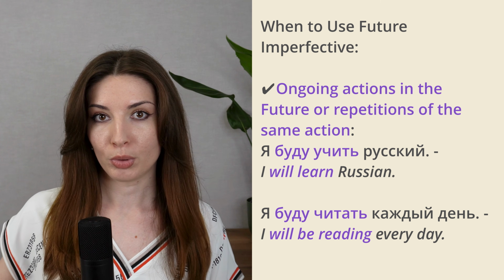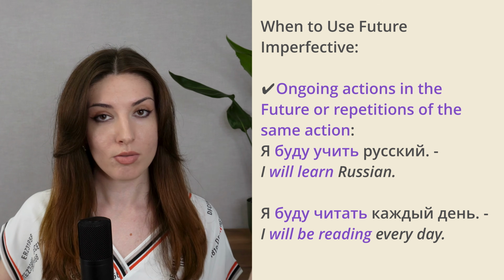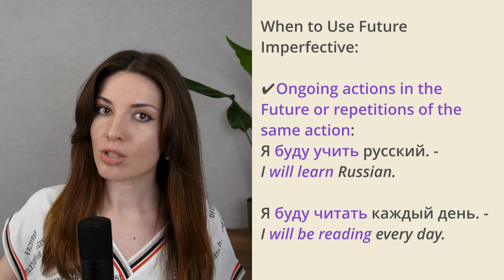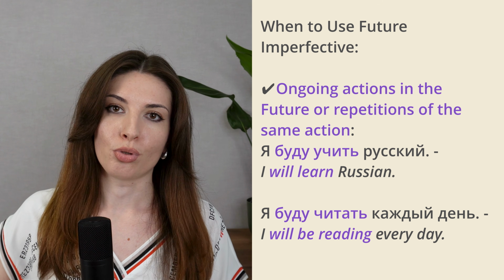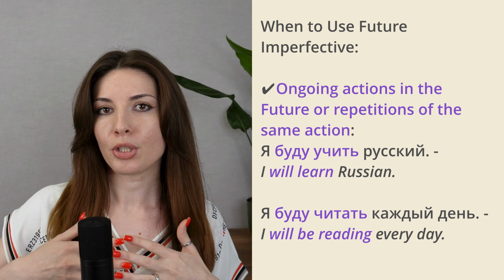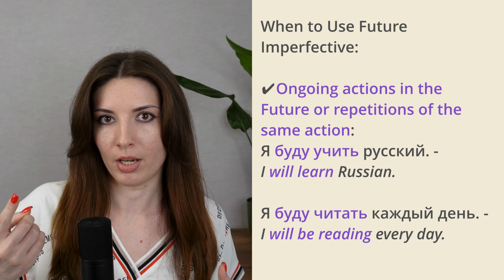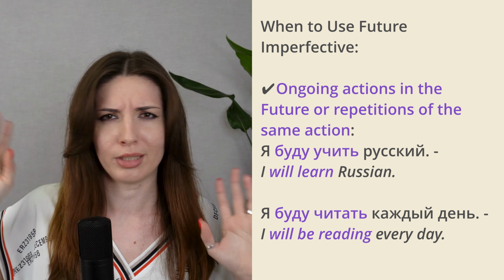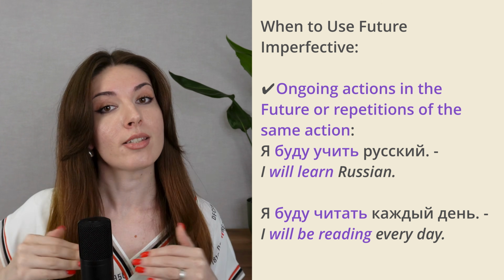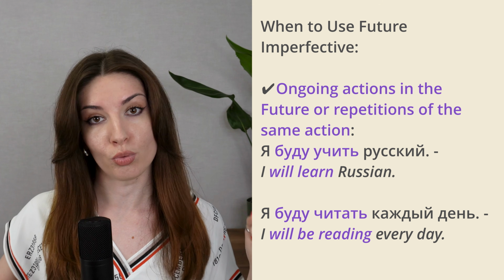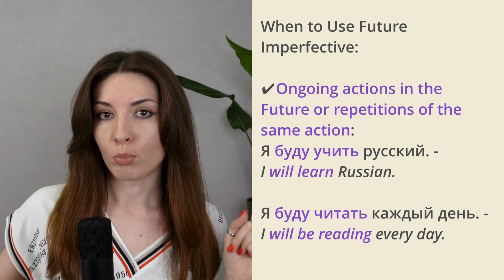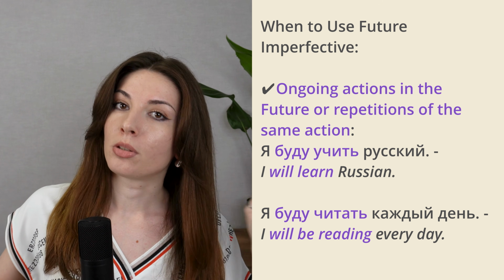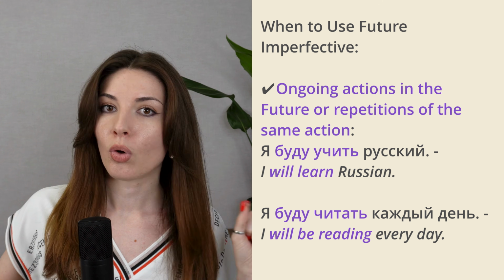Now again, let's look at when we should use this future tense. Imperfective aspect, as I told you before, we will use for some ongoing actions in the future or repetitions of the same action. Я буду учить русский. Obviously, here you talk about a process. It's not just one-time action. You will start learning Russian and you will finish and you will learn the whole Russian in 1 minute. No, it's impossible. It's a long process. Я буду учить русский. Same for repetition. Я буду читать каждый день. I will be reading every day. It's a repetition of your action.